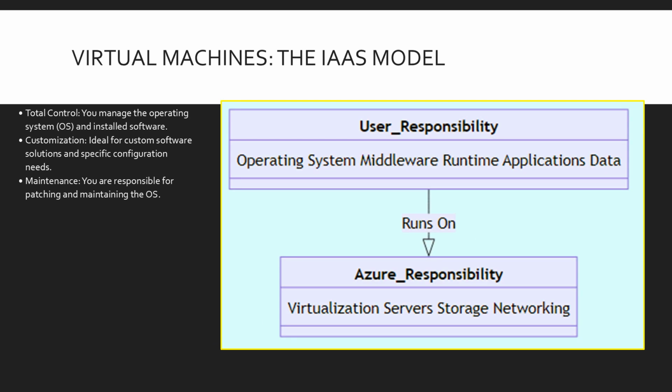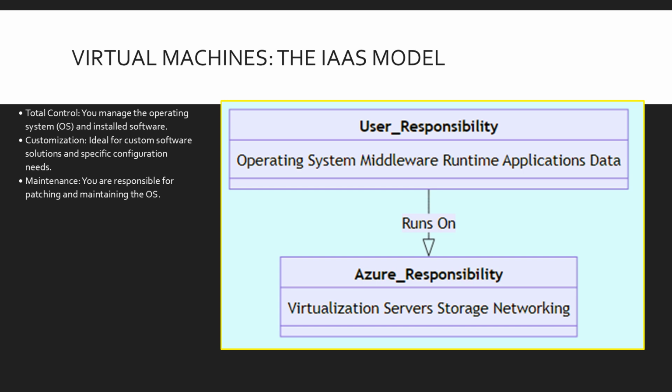Let's focus first on virtual machines. When you create a VM, you are provisioning a fully virtualized computer. This gives you total control over the environment. You choose the operating system, you install the software, and you configure the settings exactly as you would on a physical server in your office. This makes VMs the perfect choice when you need to run custom software solutions or require specific OS configurations that Platform as a Service (PaaS) cannot support. However, with this control comes responsibility. You must manage updates and patches for the OS yourself.